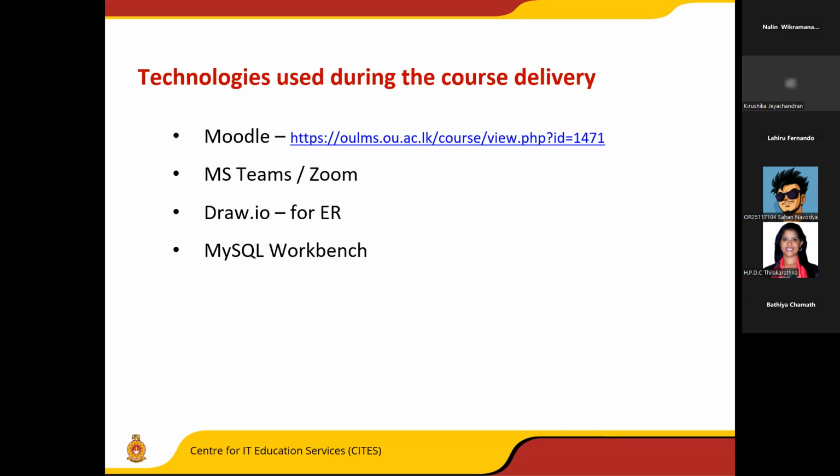Okay, so these are the technologies we will be handling throughout this course. For conducting day schools, of course you will have physical day schools as well, and for the online ones you can use Zoom. For the ER diagrams we can use Draw.io as one of the tools for creating them. And for SQL database creation, we can use MySQL Workbench as one of the tools. And for Moodle, I'll show it in the later part of this presentation.